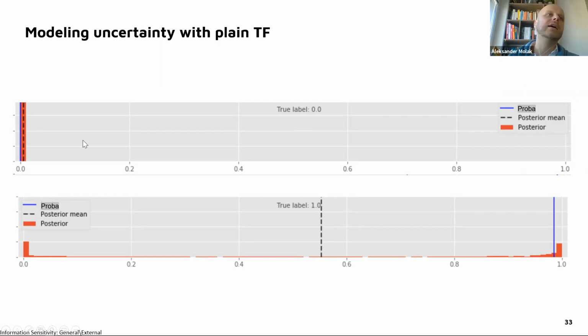But here in this case, we had another prediction. The true label was one. Model predicted something really close to one, so it could be probably like 0.97. But as you can see, the distribution is very, very broad. So it goes from 0 to 1. So the uncertainty here was really huge. And the mean is much, much lower than the probability predicted by the softmax score here.